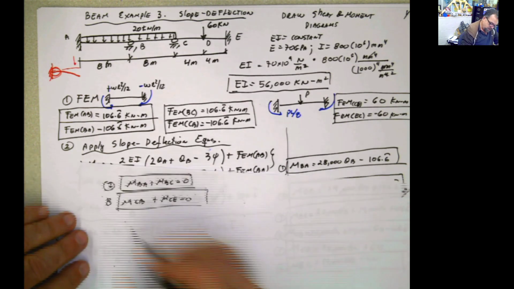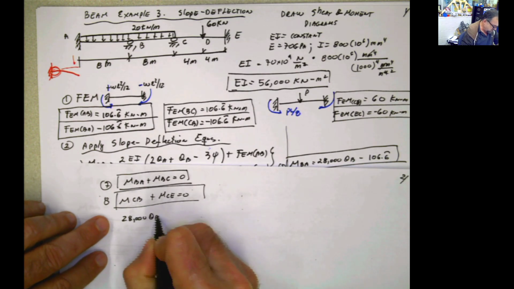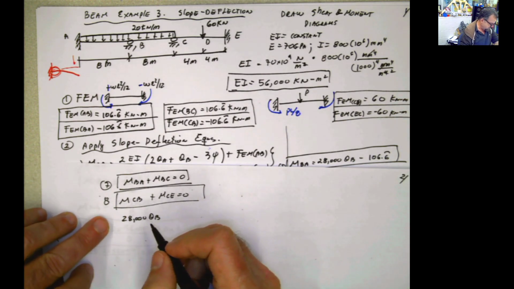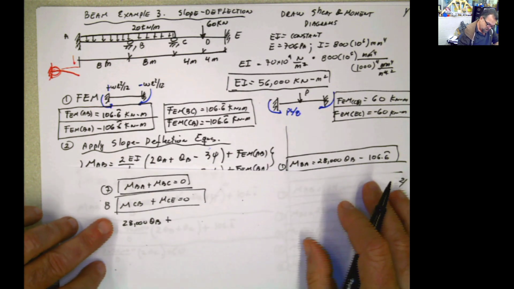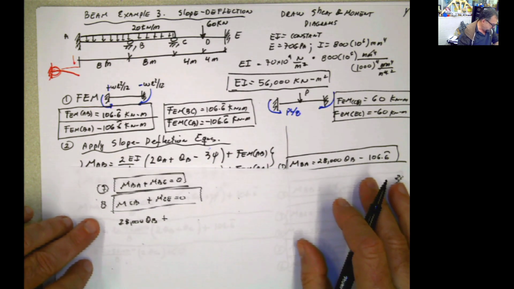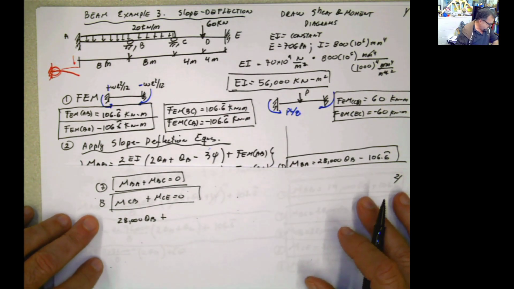But 28,000 rotation at B plus, who is there? Nobody. AB, where are you, AB?